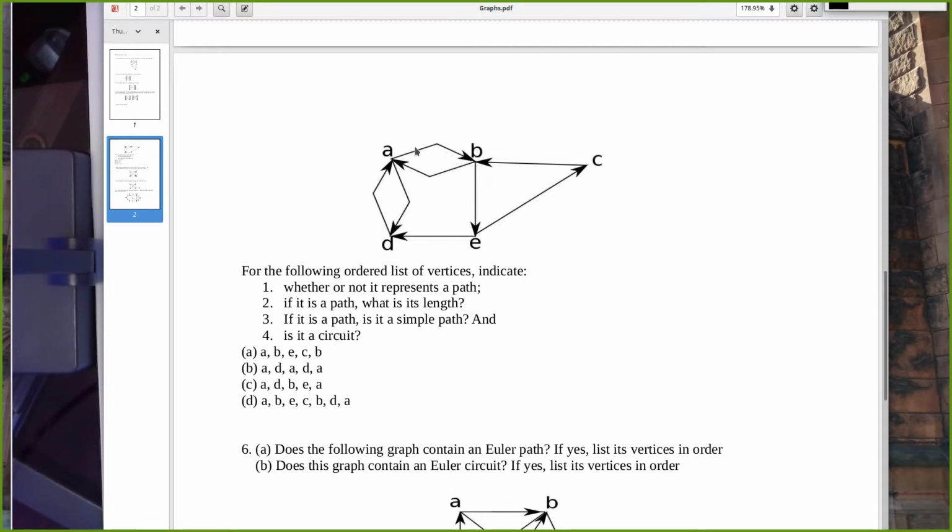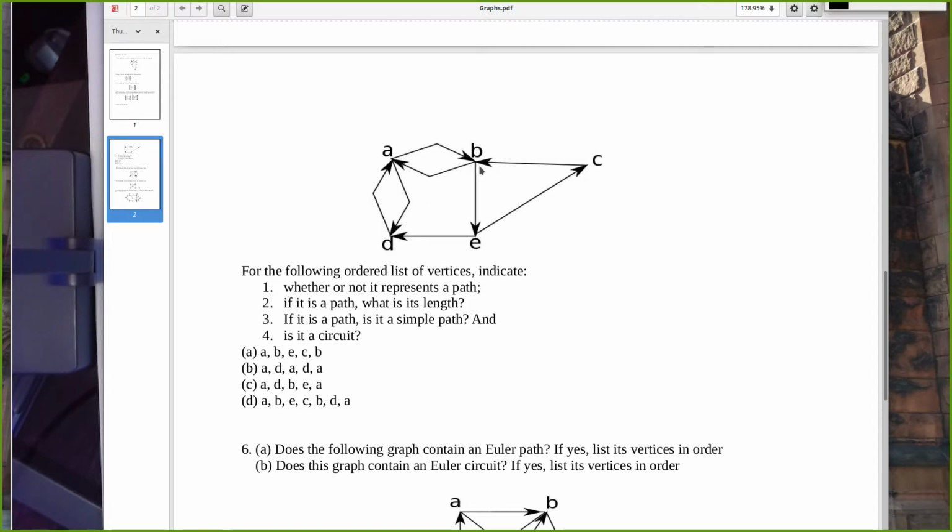What is its length? Well, from A to B is 1, B to E is 2, E to C is 3, C to B is 4. So this path has a length of 4. And you can convince yourself pretty quickly that the length of a path will be the number of vertices listed minus 1. Because we don't count A as a length of 1. It's really from A to B is 1, and then 2, 3, 4. So if it's a path, the length will be the number of vertices minus 1.